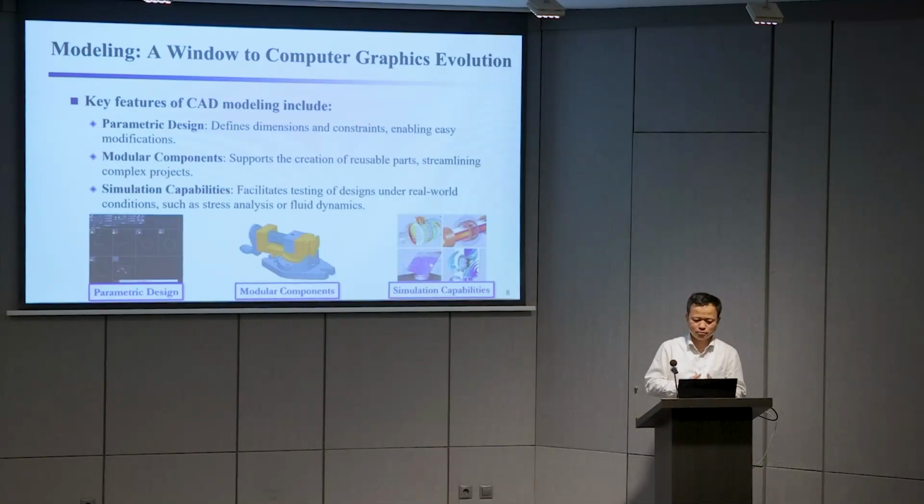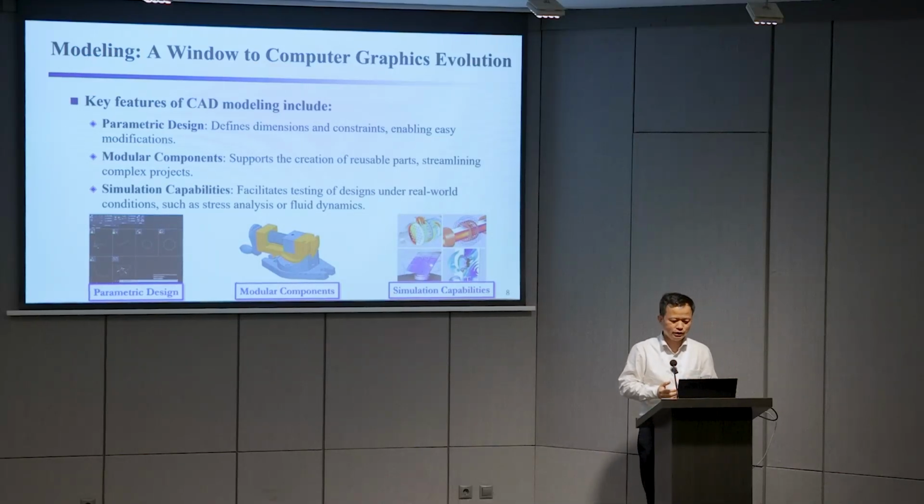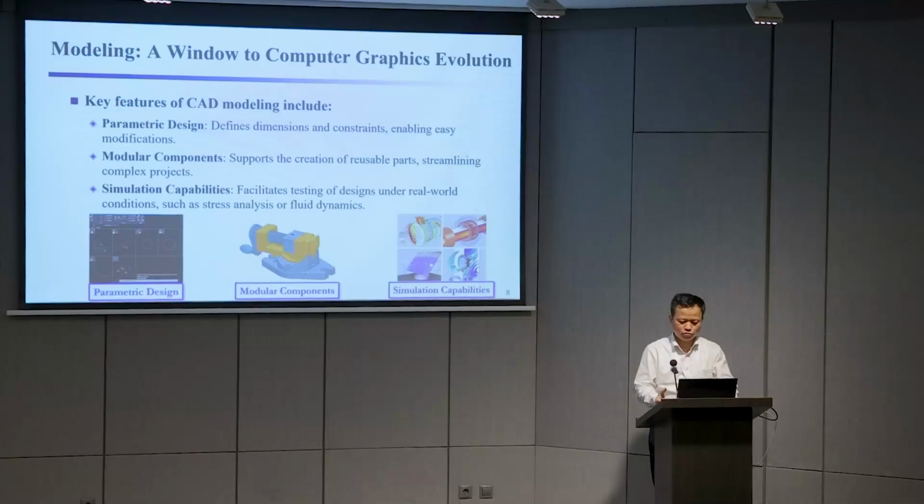So key features of CAD modeling include parametric design, which defines dimensions and constraints, enabling easy modification of your designs; modular component support, allowing the creation of reusable parts and streamlining complex objects; and simulation capabilities, facilitating testing of designs under real-world conditions, such as stress analysis or fluid dynamics.